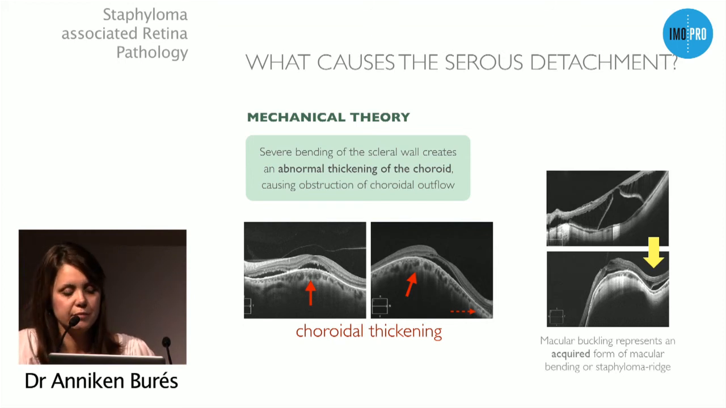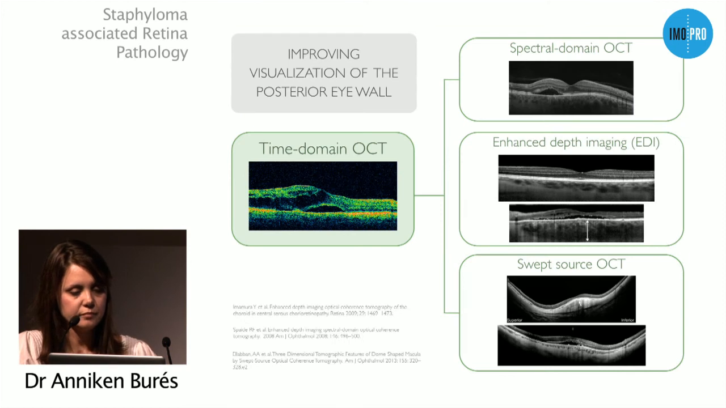And what we see here at the right does actually support the mechanical theory. Macular buckling, as we mentioned previously, represents actually an acquired form of macular bending or an artificial staphyloma ridge. So what we have seen till now is that some patients that underwent macular buckling develop after a time some subretinal fluid at the apex of where the macular buckling is. And this is very similar to what we see in the staphyloma ridge pathology.